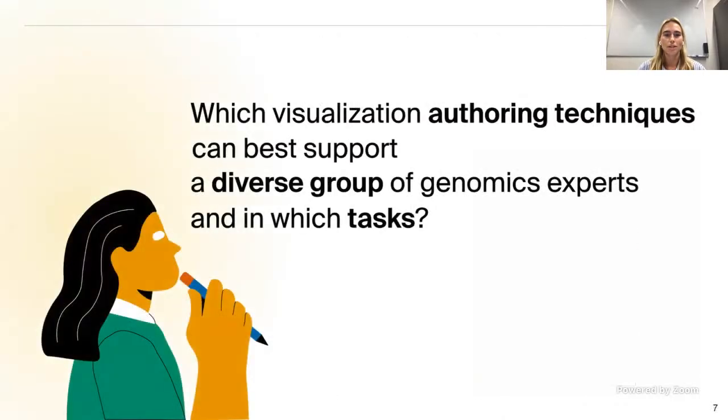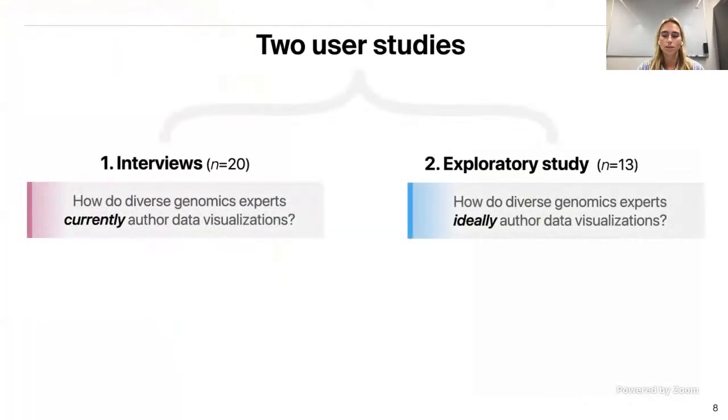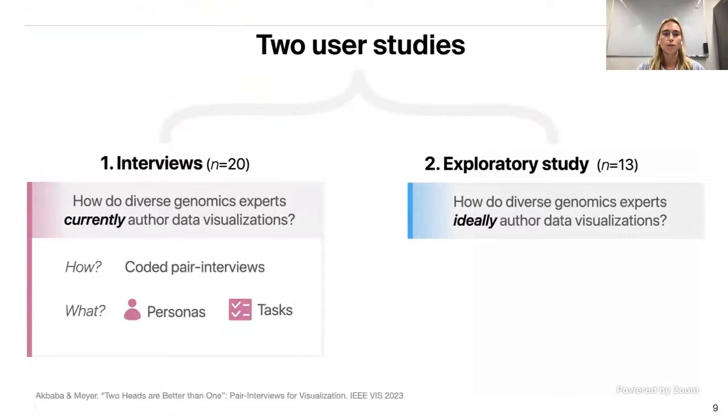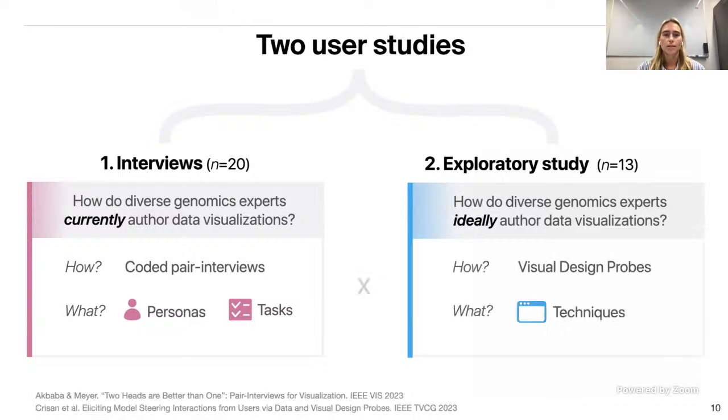So that raised our research question: which visualization authoring technique can best support a diverse group of genomics experts, and in which tasks? To answer this question, we conducted 2 user studies. We first conducted semi-structured interviews with 20 diverse experts. We coded those results to understand the current situation. And then we wanted to explore further how ideally people want to author in an exploratory study with visual design probes.